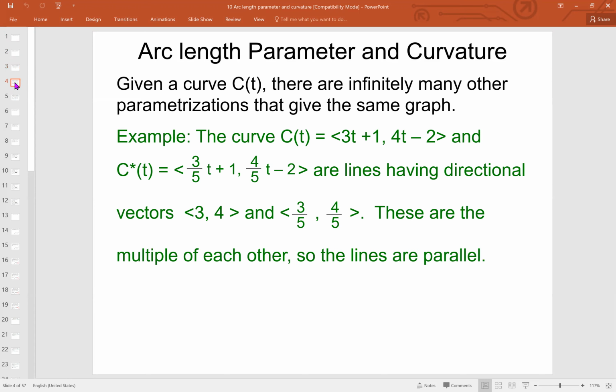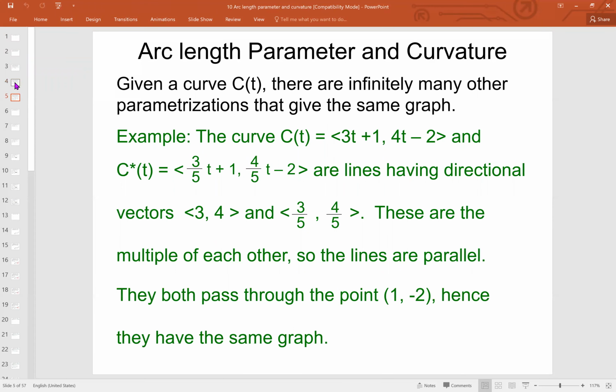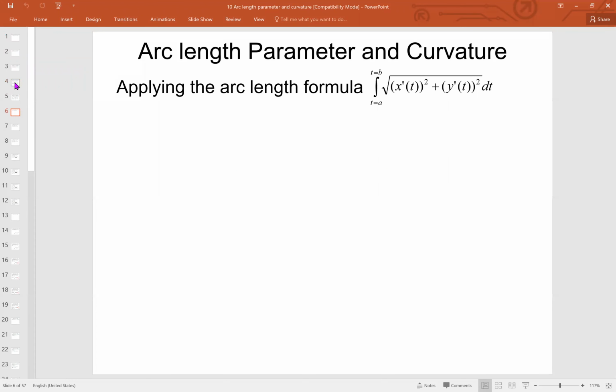That is a line in the same direction, 3, 4, but they have two different parameterizations of the points sitting on the same line. So this is a justification, basically saying that the lines must be parallel first, and then they pass through the same point, hence they must be the same line. So those are two different ways of parameterizing the line.